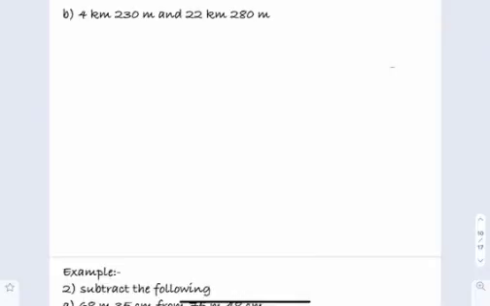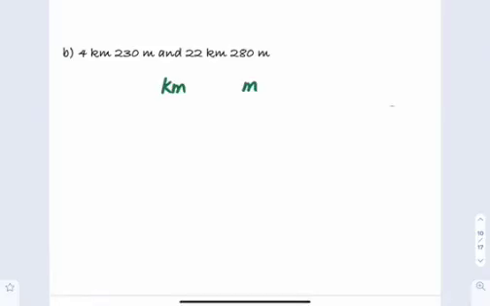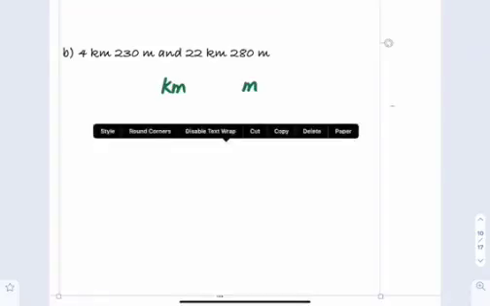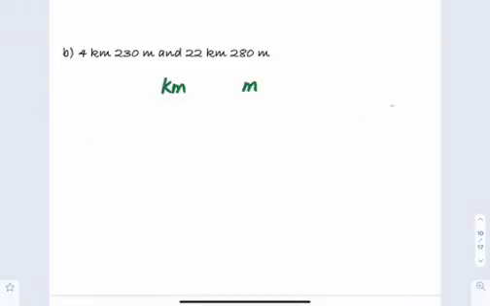Now for the second problem, again this has two units, so we will mention it as kilometers and meters. We will divide it column wise and then try to add. So here I have 4 kilometers and 230 meters, that is to be added with 22 kilometers and 280 meters.